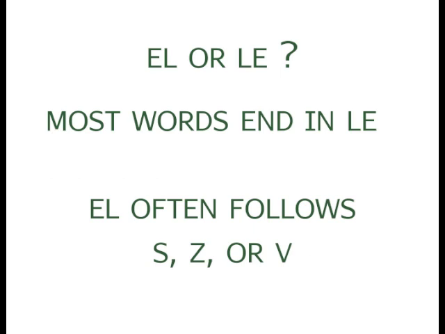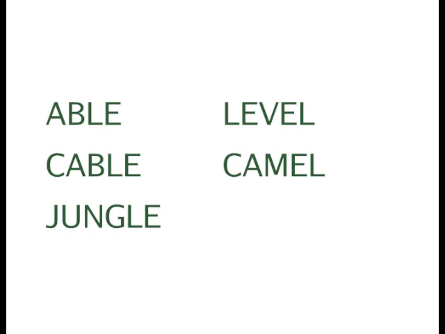It can be tricky to figure out how a word ending in the sound of "ul" is spelled, E-L or L-E. It helps to know that most words end in L-E. It is far, far more common. And E-L often follows the letters S, Z, or V. When you're dividing before them, the L-E will divide one letter before the L-E, like "a" and then "bull." And E-L will divide directly before the E-L, like "lev, ul," and "cam, ul."